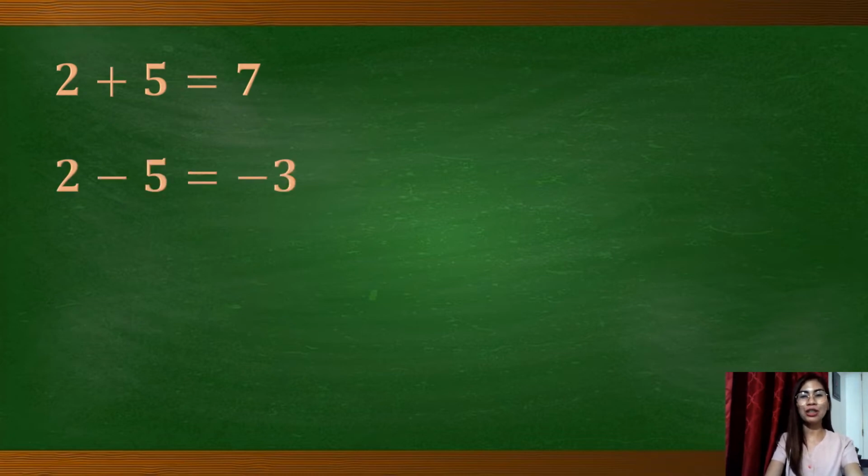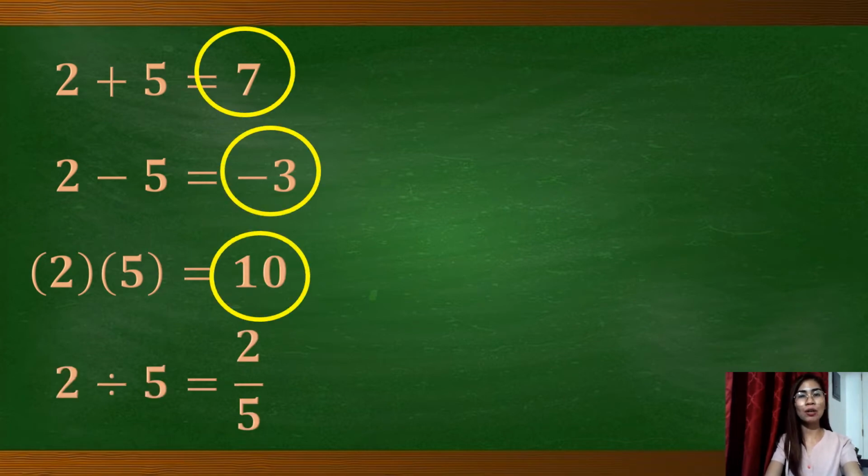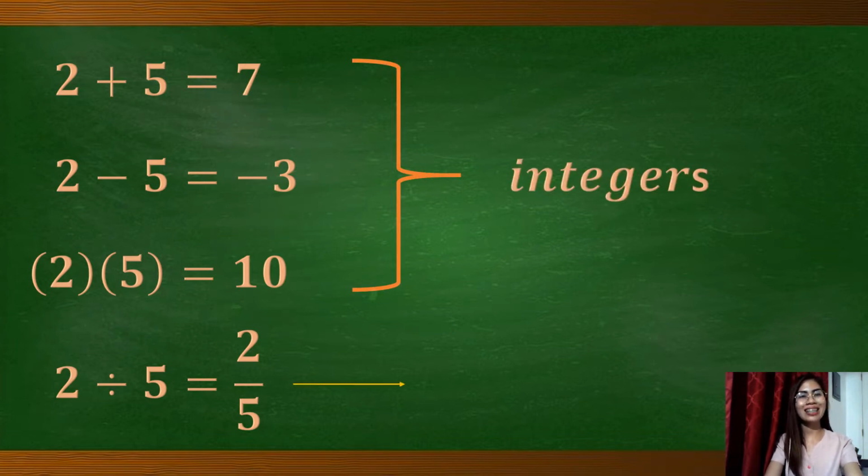Now let us find out the correct answers. Let us start with the sum of 2 and 5. If your answer is 7, you are correct. If your answer for their difference is -3, you are again correct. If your answer for their product is 10, you are correct. And if your answer for their quotient is 2/5, you are again correct. Now if you notice, 7, -3, and 10 are all integers, while 2/5 is not an integer.